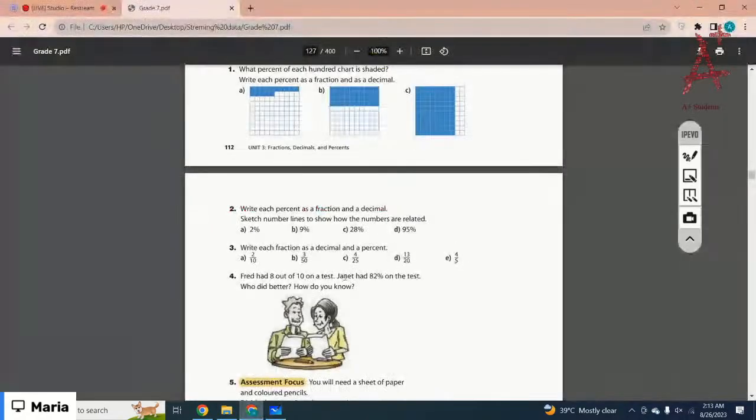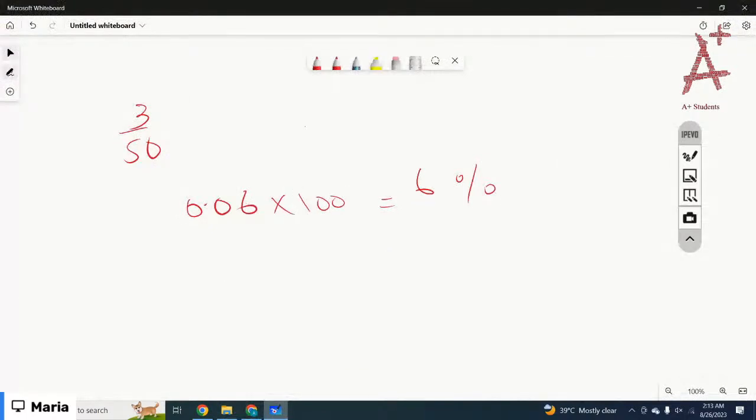Okay, the next one is 4 over 25. So 4 divided by 25 is 0.16, right? When you divide 4 by 25, it would be 0.16, and when you multiply it by 100, it would be 16%. So the correct option is 16%.